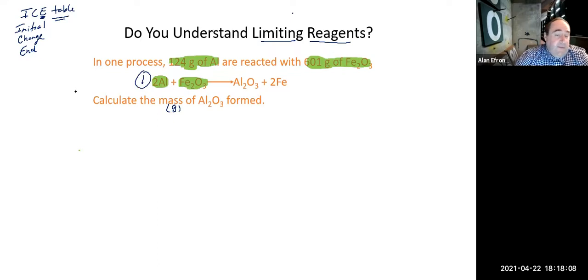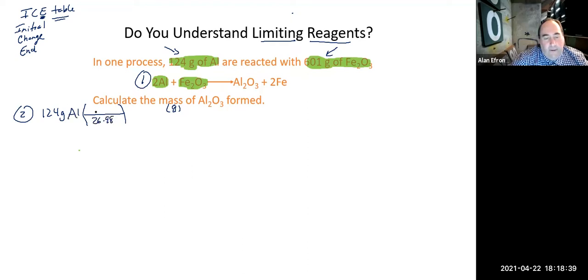The second thing that you want to do is take whatever they gave you, in this case both things, and we still want to convert them into moles. So really the second step is not all that different from a basic stoichiometry problem. We're going to convert each of those things into moles. That means we're going to take 124 grams of aluminum. We're going to go to the periodic table, look up aluminum, and that's going to be 26.98, I believe. Grams are going to go on the bottom, moles up on top.